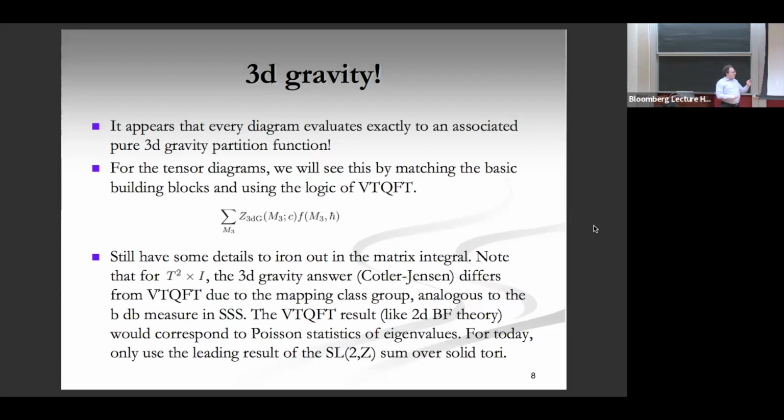The only part of the integral over delta that I'll actually use today is the leading result, which is the SL2Z sum over solid tori. In other words, the sum over BTZ and all of its SL2Z images. That's the only part I'm going to use, and I'm only going to analyze things manifold by manifold. Even this SL2Z sum has a divergence, which is usually regulated by zeta functions. I think the matrix model has something to say about that, but I won't discuss it today because of lack of time. I'll just discuss things manifold by manifold, and everything is okay.